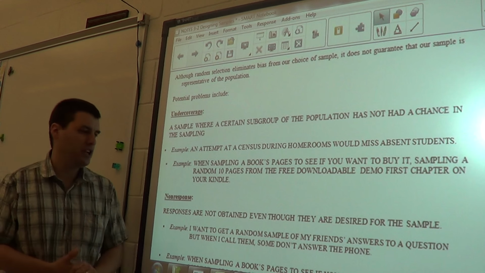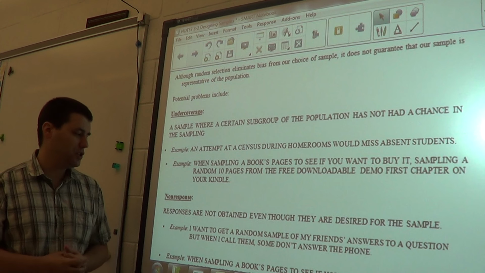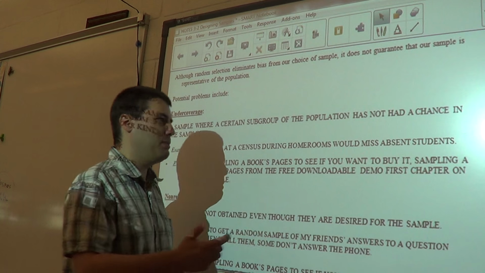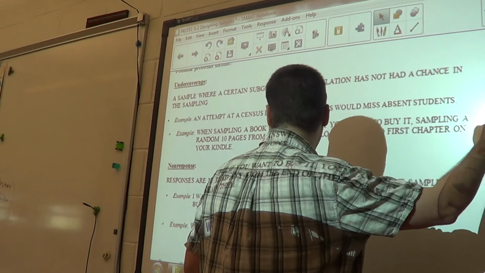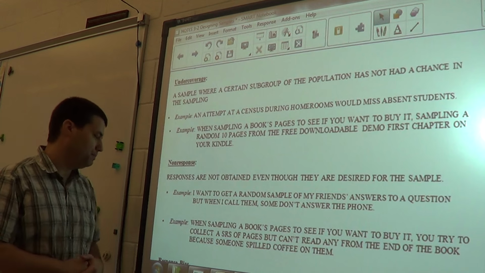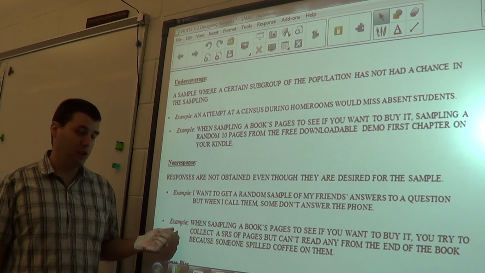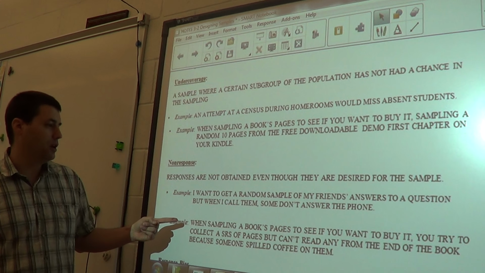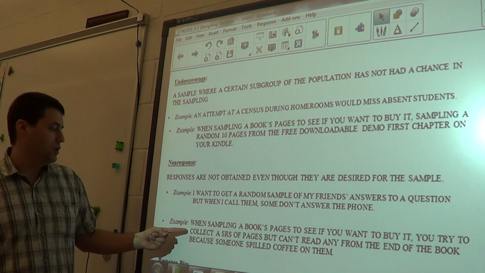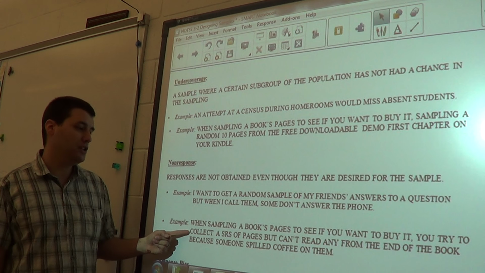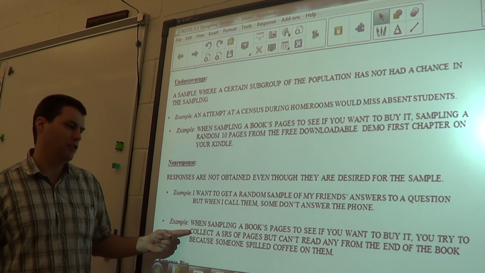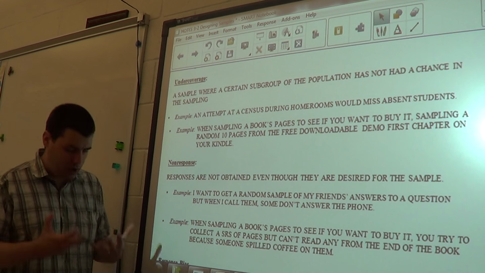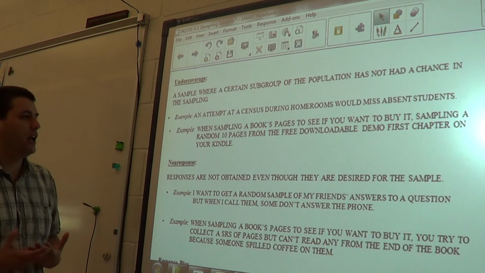I'm trying to sample. So I want to get a random sample of my friends' answers to a question. But when I call them, some don't answer the phone. So I get no response, right? I might systematically be missing a type of response when we do that. Example with the books: when sampling book pages to see if you want to buy it, you try to collect an SRS of pages, but you can't read any of them from the end of the book because someone spilled coffee on them. So it's a silly one, but notice that I want the answers and I can't get them.